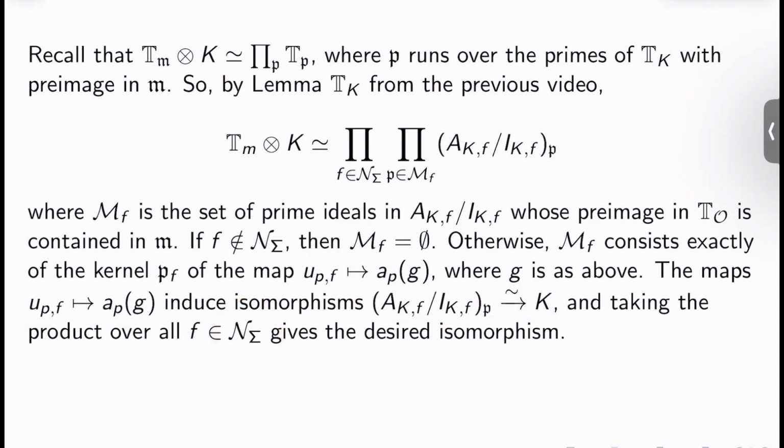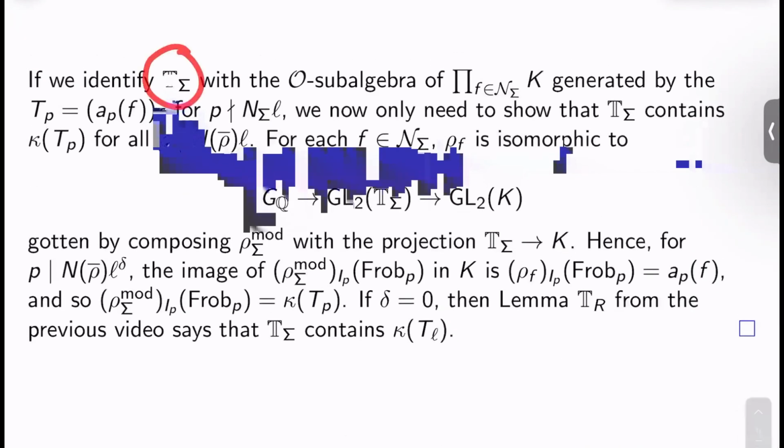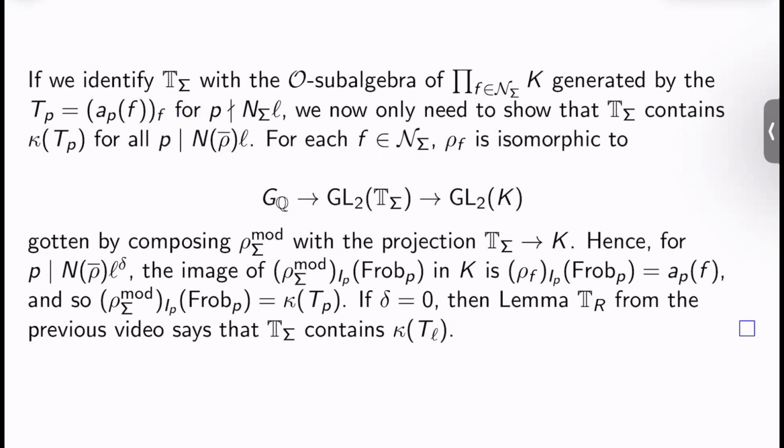So in essence, this first stage of the proof of proposition TM that we're proving right now really just follows from lemma TK from the previous video. That's all it is, okay? Now, if we identify T sub sigma with the O-subalgebra of the product over all f in cal N sub sigma of K generated by the Hecke operators T sub p, thought of as sequences A sub pf running over f, for p not dividing N sub sigma times L, then to finish the proof of the proposition, we really only need to show, and I'll let you check this, that T sub sigma contains the kappa of Tp for all primes p dividing N of rho bar times L.